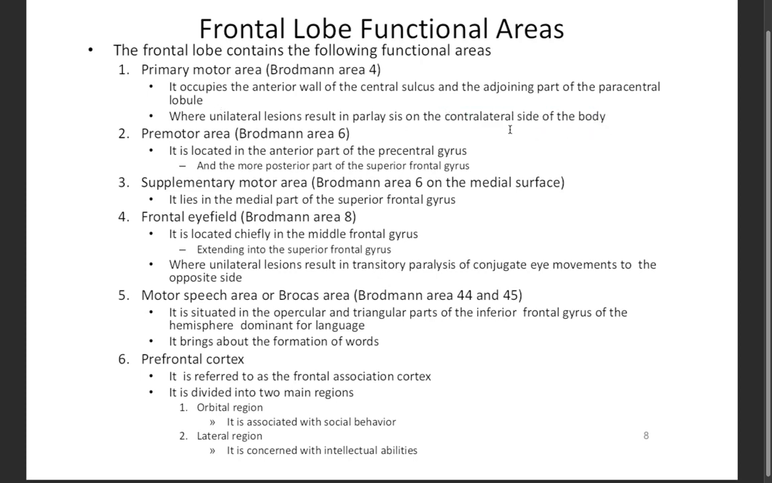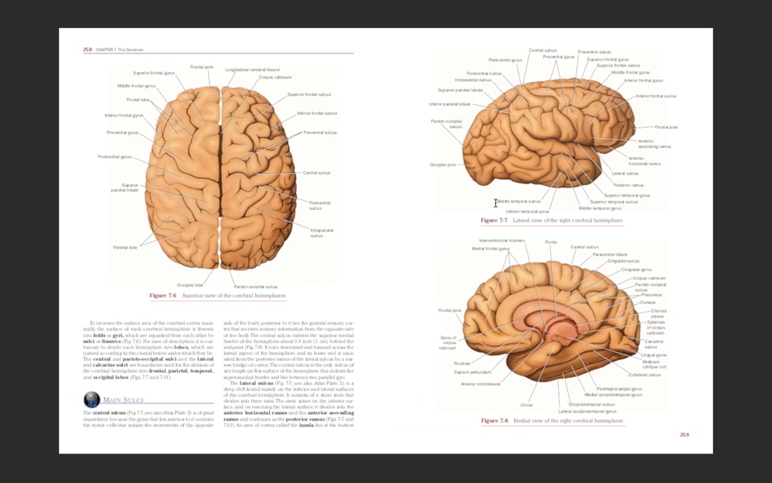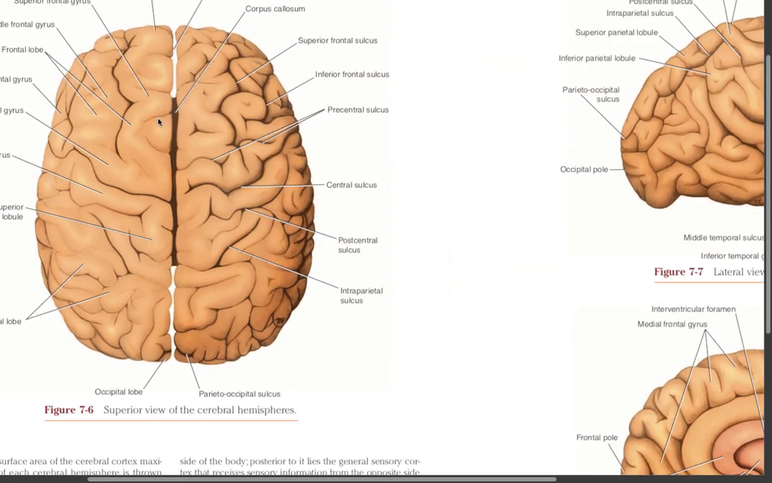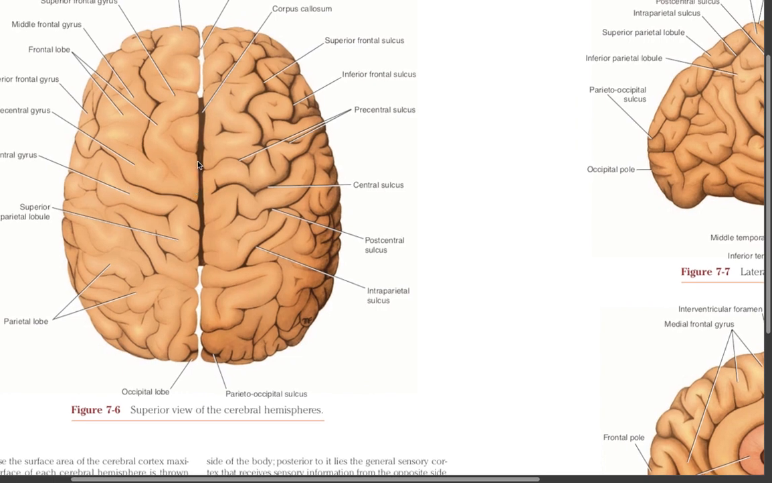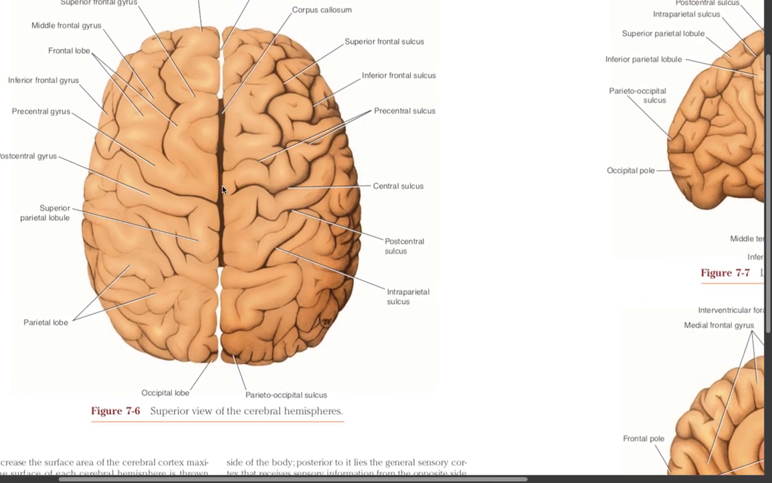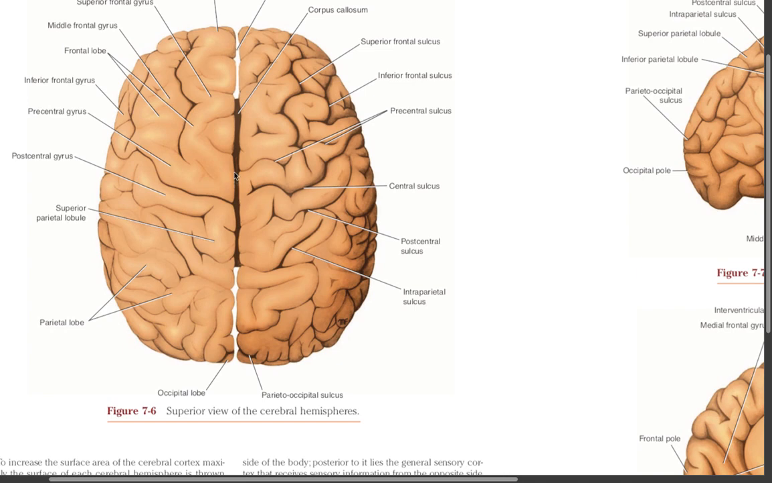Contralateral side of the body. When we look at the brain at this area here, let's consider it the motor area. This is the central sulcus, and this is the primary motor area anterior to it with the adjoining paracentral lobule. Now, if I am talking about the primary motor area located in the left side of the cerebral hemisphere, it controls the right side of the body. Right and left are just reversed: if it is the left in the brain, it controls the right side of the body, and if it was right in the brain, it controls the left side of the body.